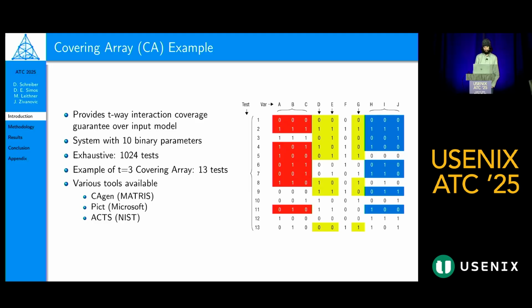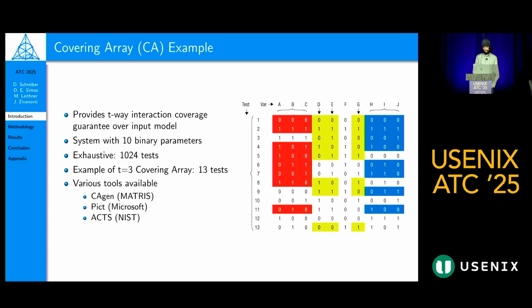The input model in this example consists of 10 parameters, each having 2 possible values. An exhaustive testing approach in this case would need to execute 1024 tests. But if we know, for example, that there is a maximum of 3-way parameter interactions that trigger a fault, we can cover all 3-way parameter interactions with only 13 tests, as we can see here in the CA.